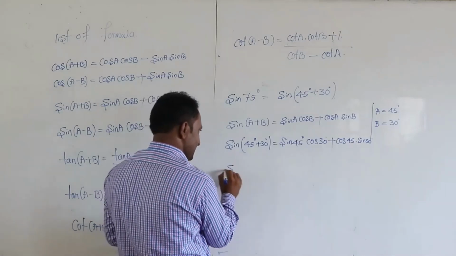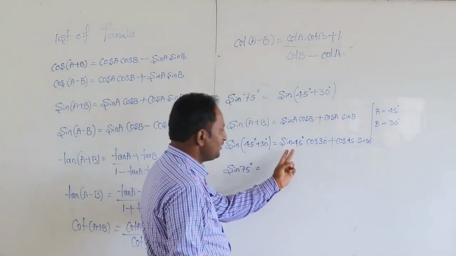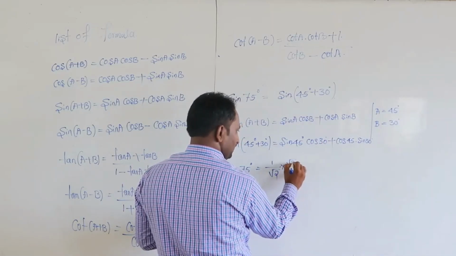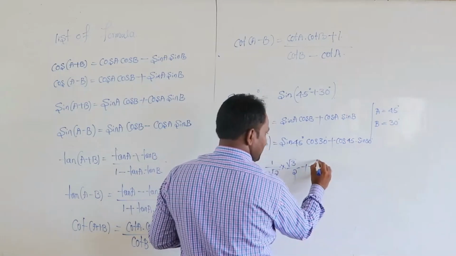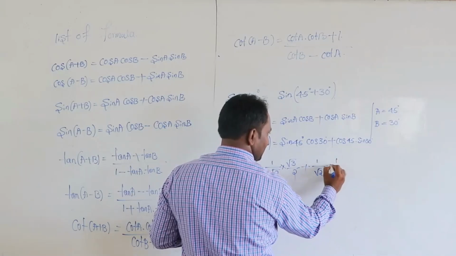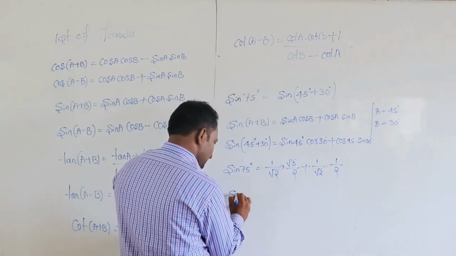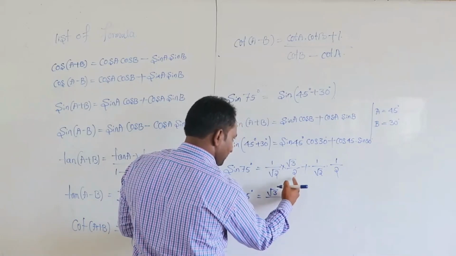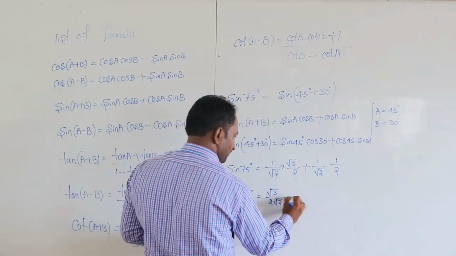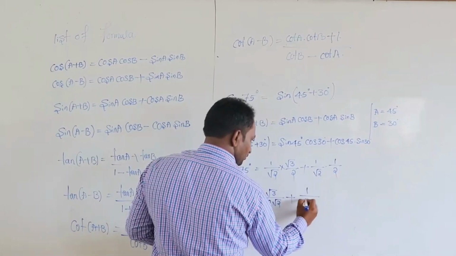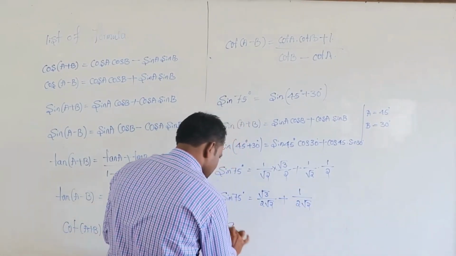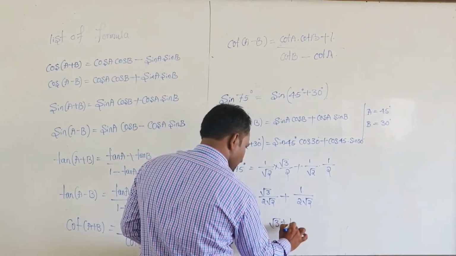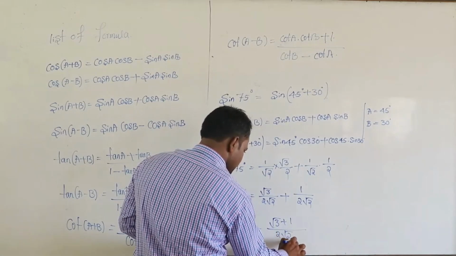This is the sine 75 degree. We know that sine 45 degree means 1 divided by root 2, cos 30 degree means root 3 by 2, plus cos 45 degree means 1 divided by root 2, sine 30 degree is 1 by 2. Here sine 75 degree is equal to root 3 divided by 2 root 2 plus 1 divided by 2 root 2. The base is the same, so sine 75 degree is equal to root 3 plus 1 divided by 2 root 2. It's our answer.